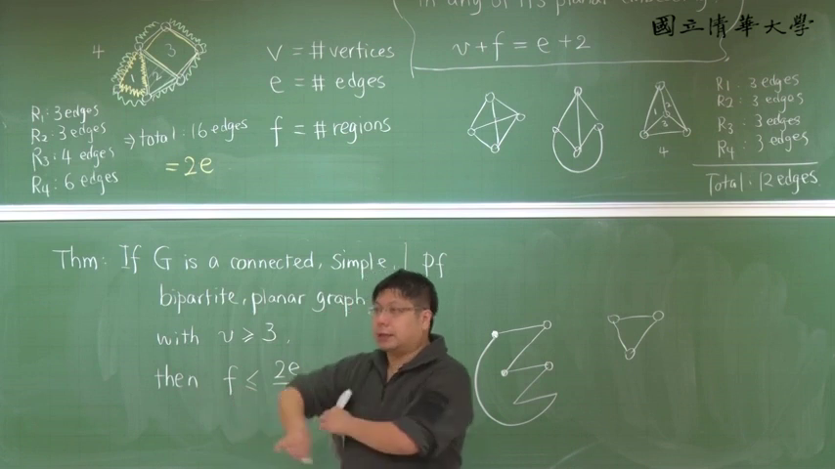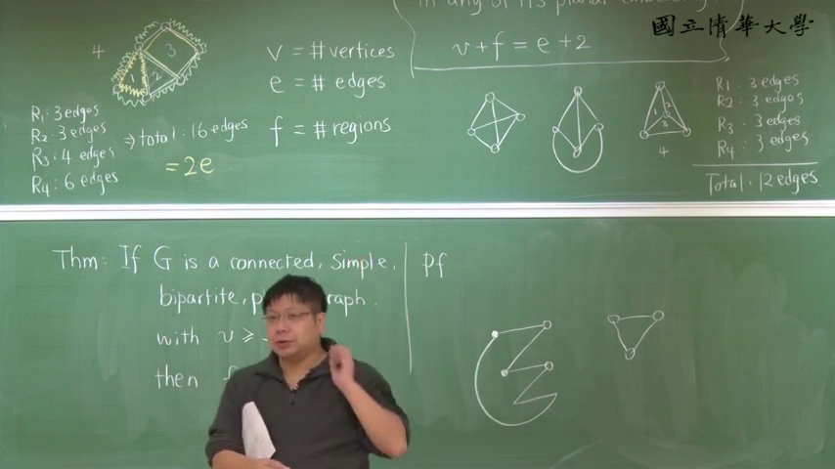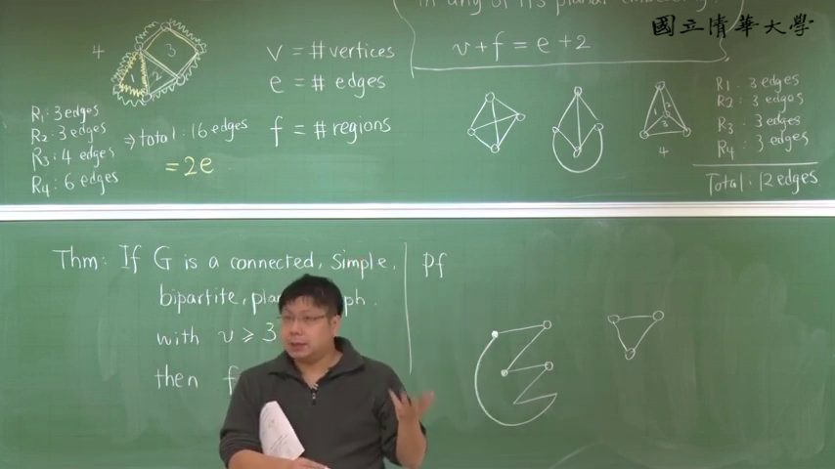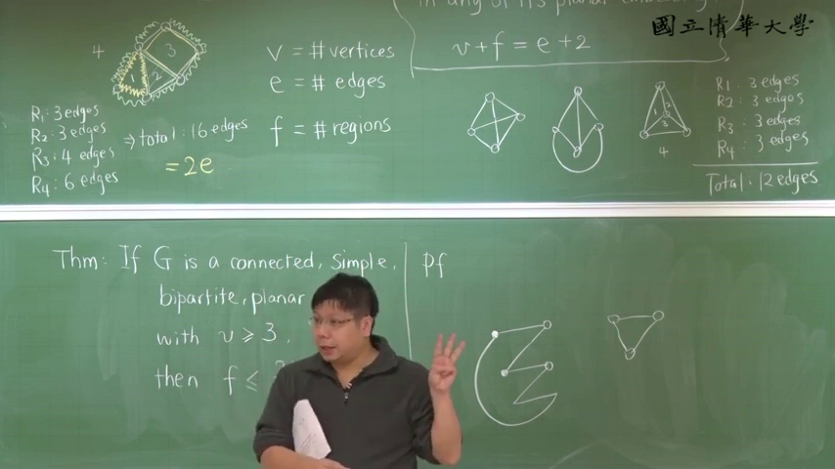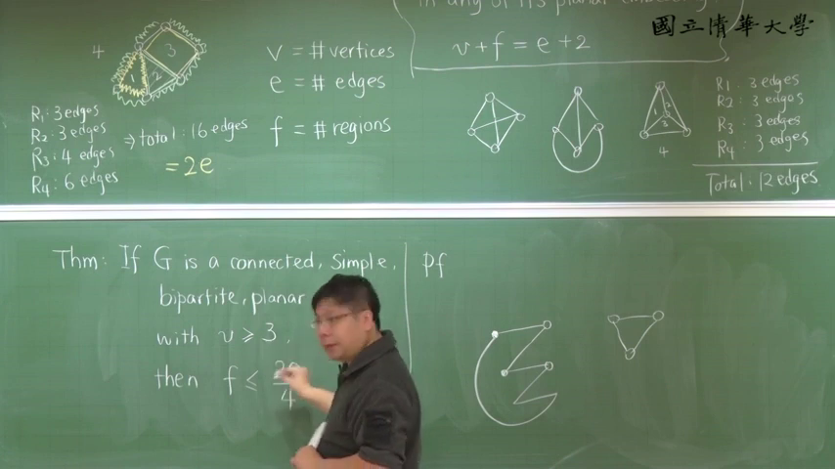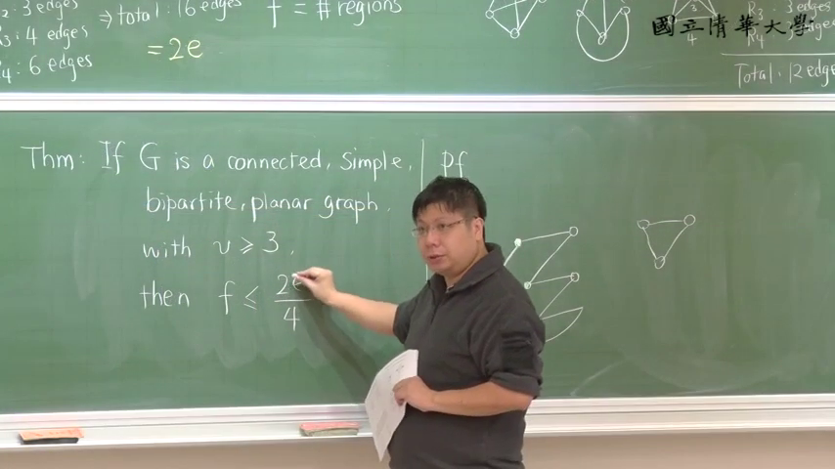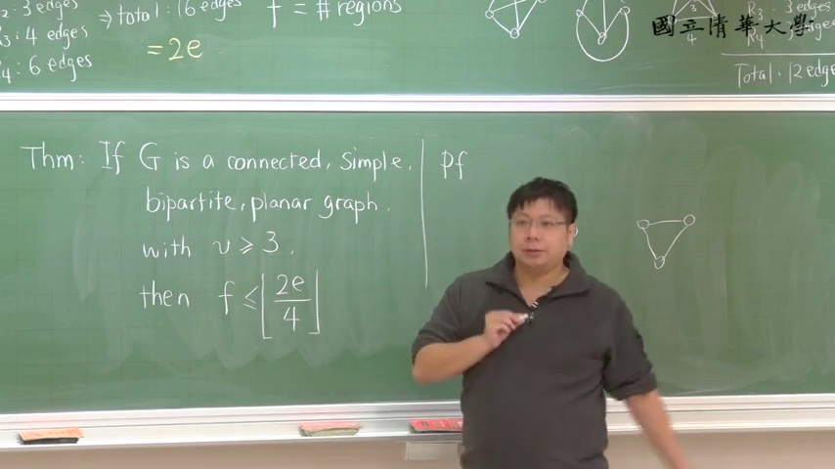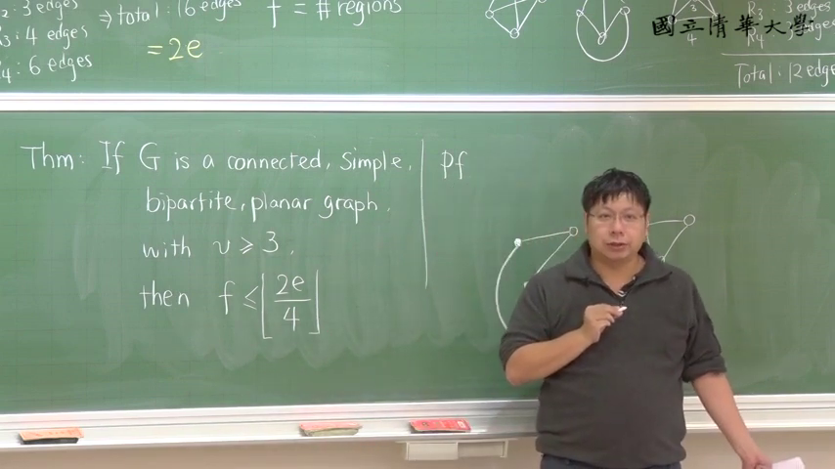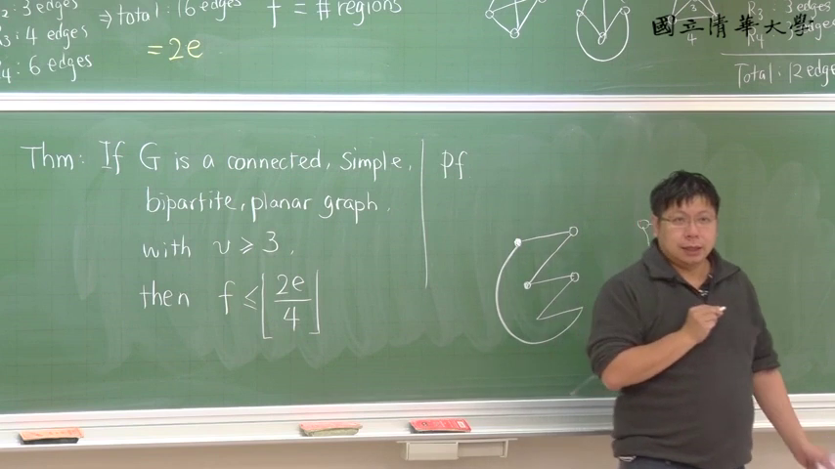So if I say that the number of faces is less than 3.2, what do you mean? It means that the number of faces must be less than or equal to 3. Is that okay? So you can make it a little bit stronger. Not just 2e over 4, but 2e over 4 taking the floor. You round down to the closest integer. Okay?